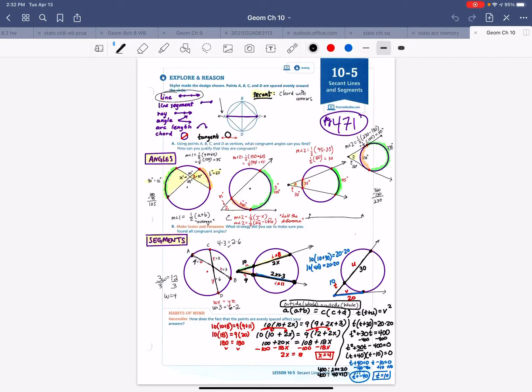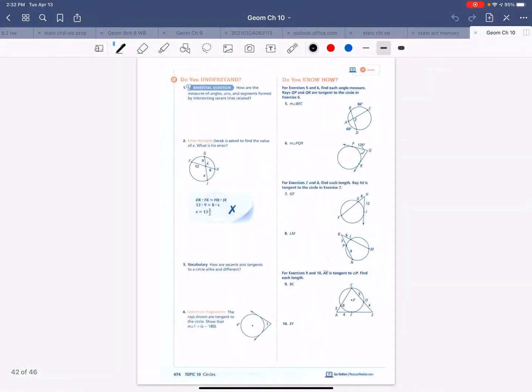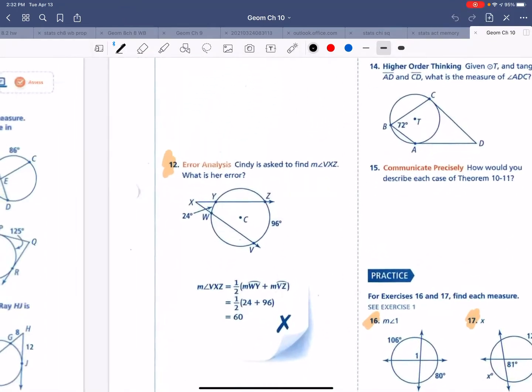Hey guys, we're going to do homework 10-5. So let's take a look. We took our notes today, and here we got our questions, starting on question number 12.